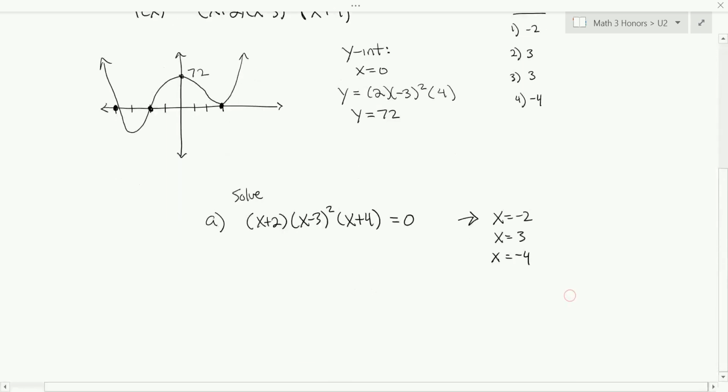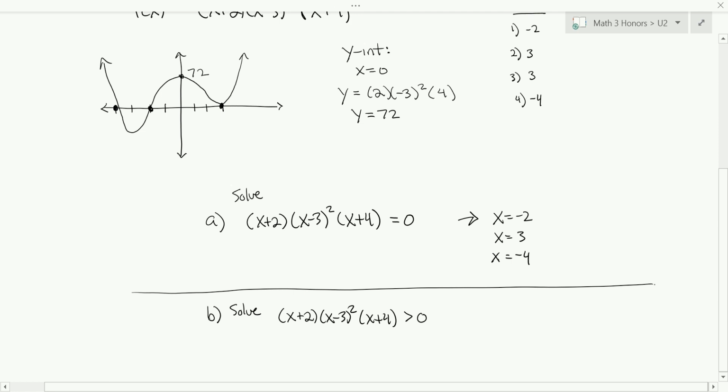Okay. All right. What if we change it to this? To solve, I'm going to give you the same left side. So x plus 2 times x minus 3 squared times x plus 4. But this time I want your answer, all x values that would make this greater than 0. Instead of changing it to an equal 0, I'm giving an inequality. Use the graph to help you answer that.